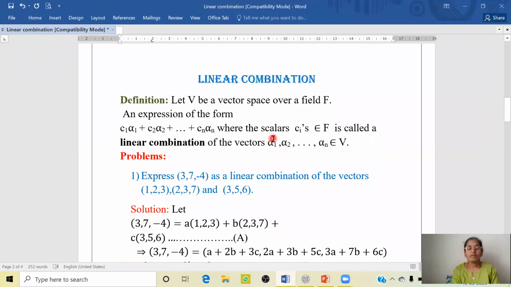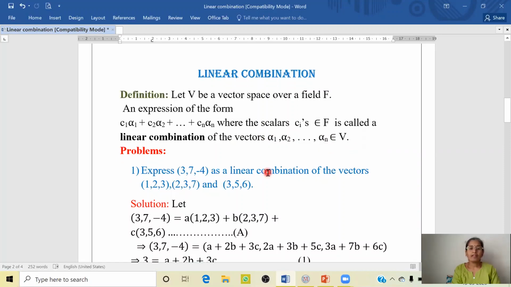So let us first look into the definition of linear combination of vectors. For that, let V be a vector space over a field F. An expression of the form C1 alpha 1 plus C2 alpha 2 plus etc. Cn alpha n, where the scalars, all Ci's, belong to the field F, is called a linear combination of the vectors alpha 1, alpha 2, etc. alpha n belonging to V.